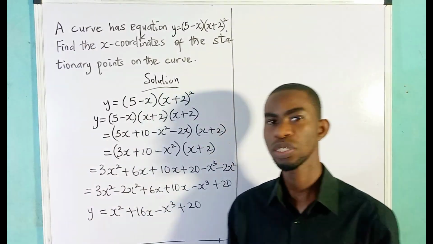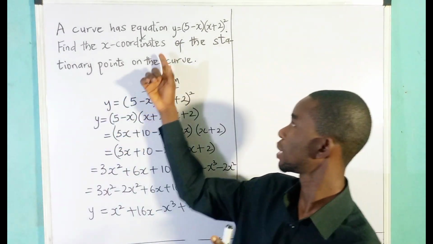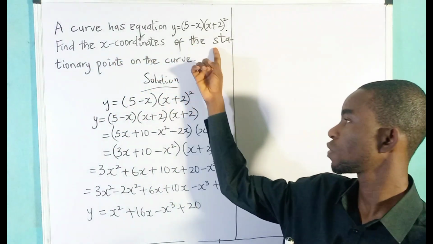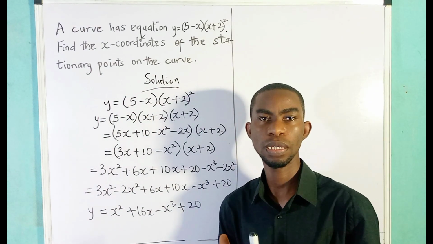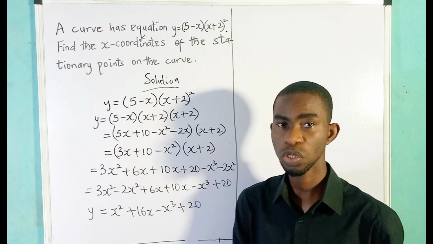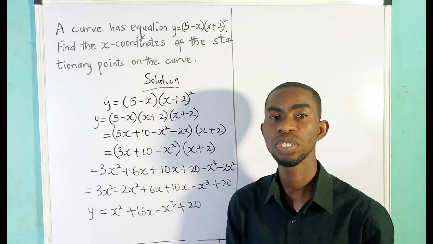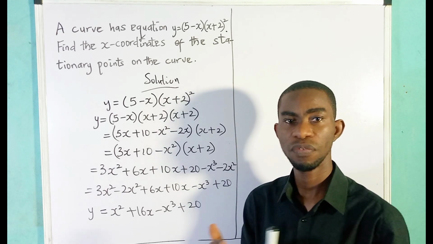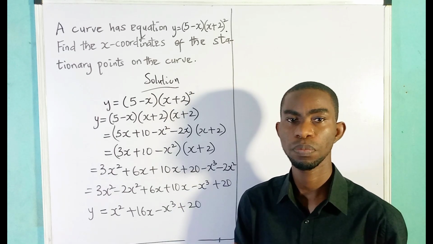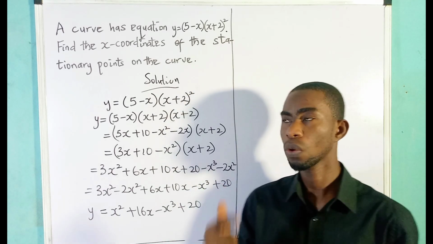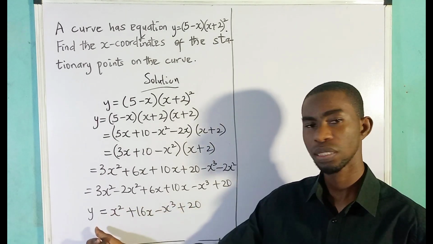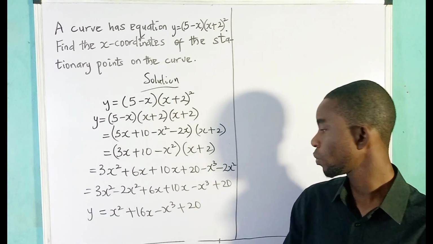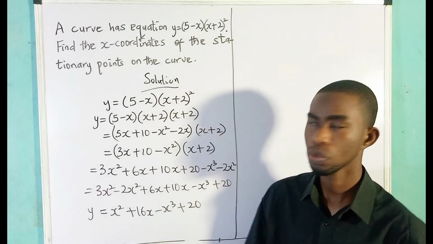Please take note, because here we are told to find the x coordinates of the stationary points on the curve. A stationary point is the point at which the derivative of a function is equal to 0. The stationary point of a function is the point at which its derivative equals 0. So what we are going to do is take the derivative of this and then equate it to 0. But before we do that, let's rearrange this particular problem.